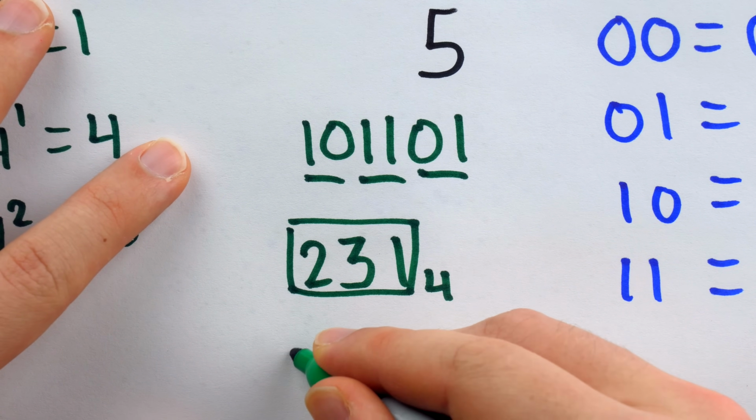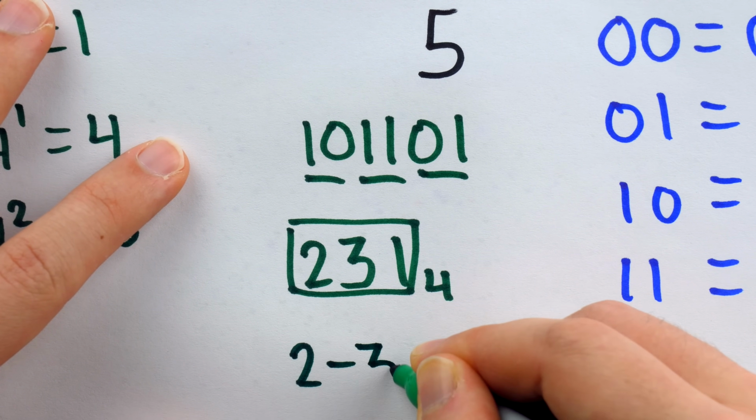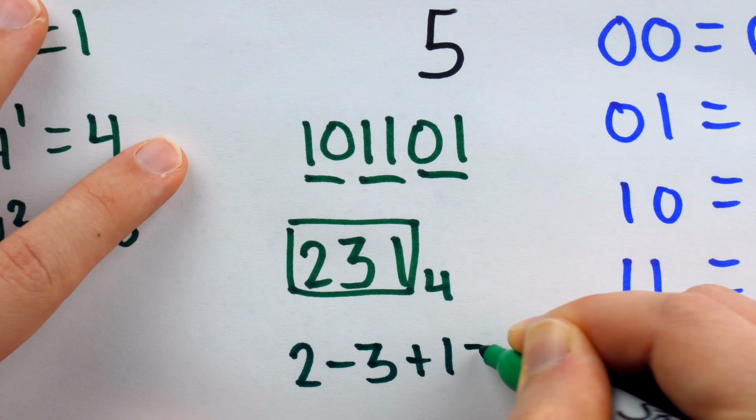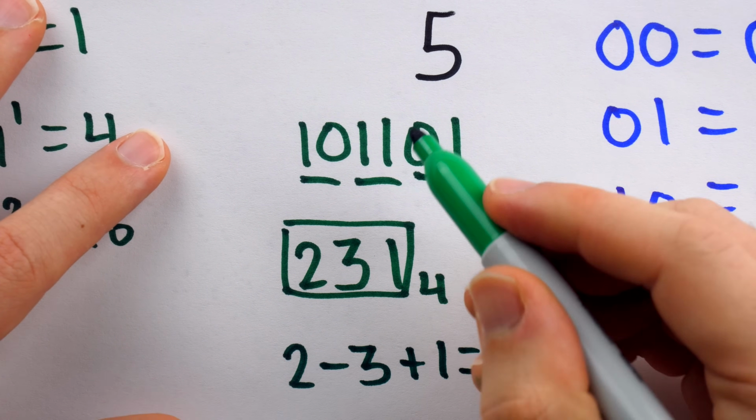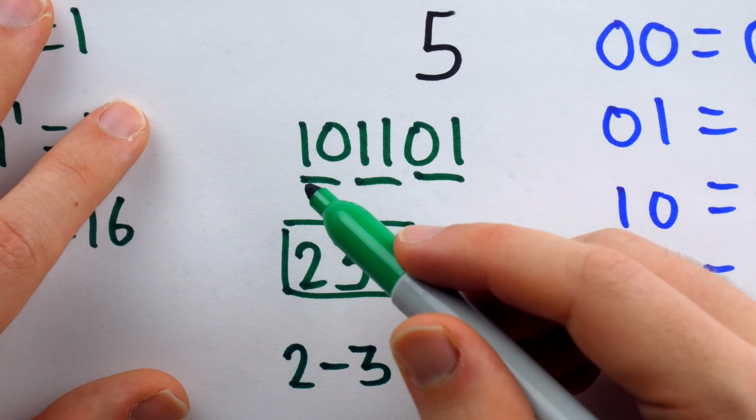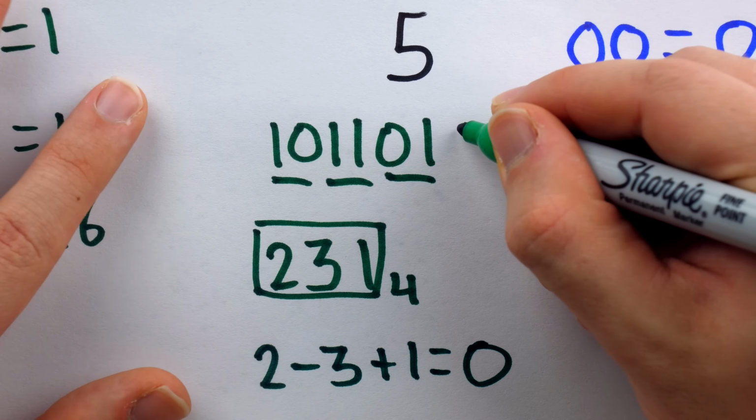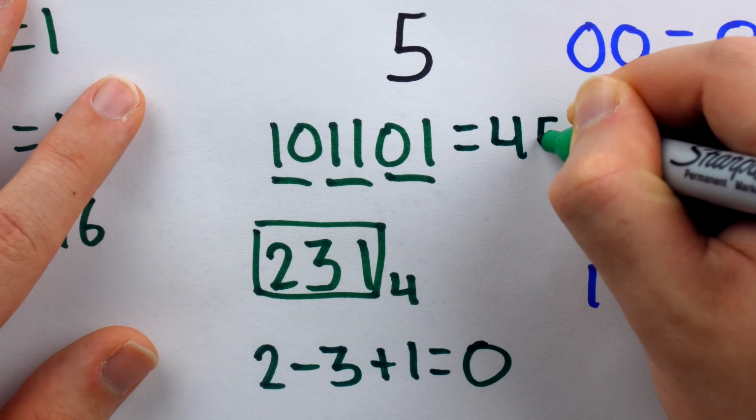So the alternating sum of these digits in base 4 is 2 minus 3 plus 1, and this is equal to 0. So indeed, this is divisible by 5. It happens to equal 45 in decimal.